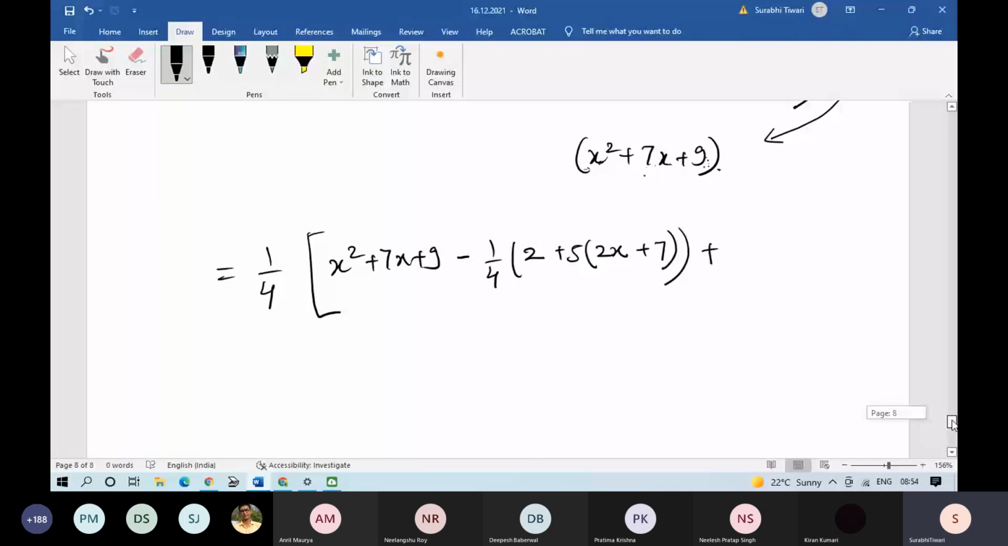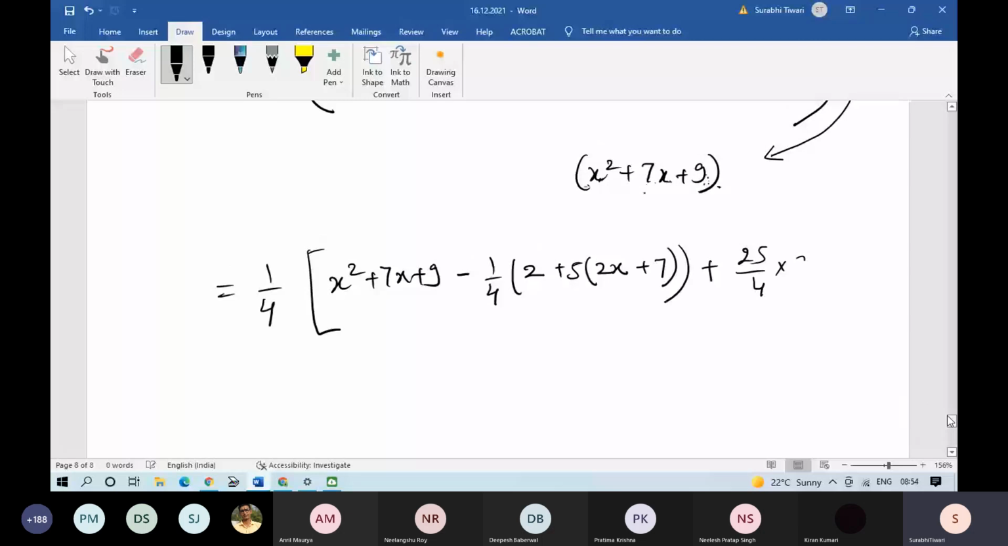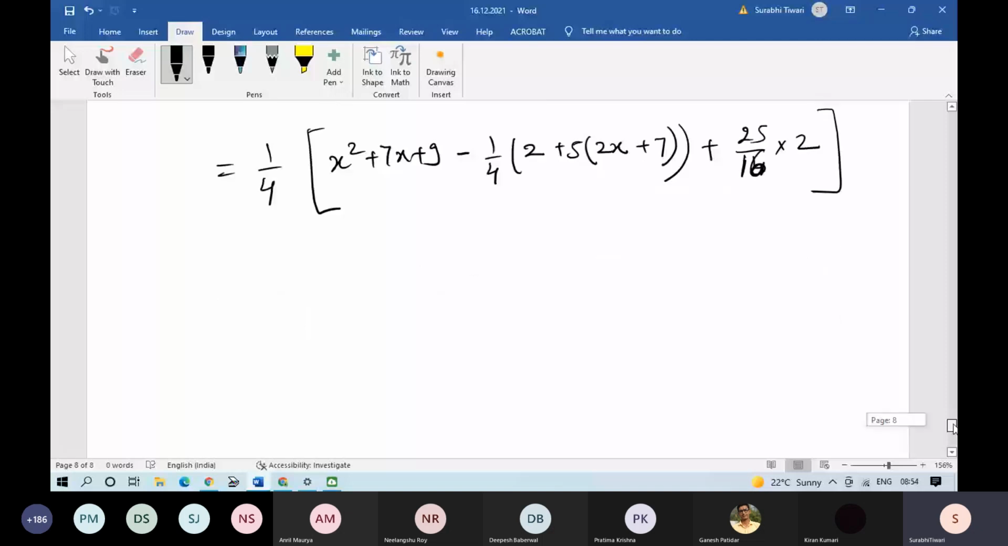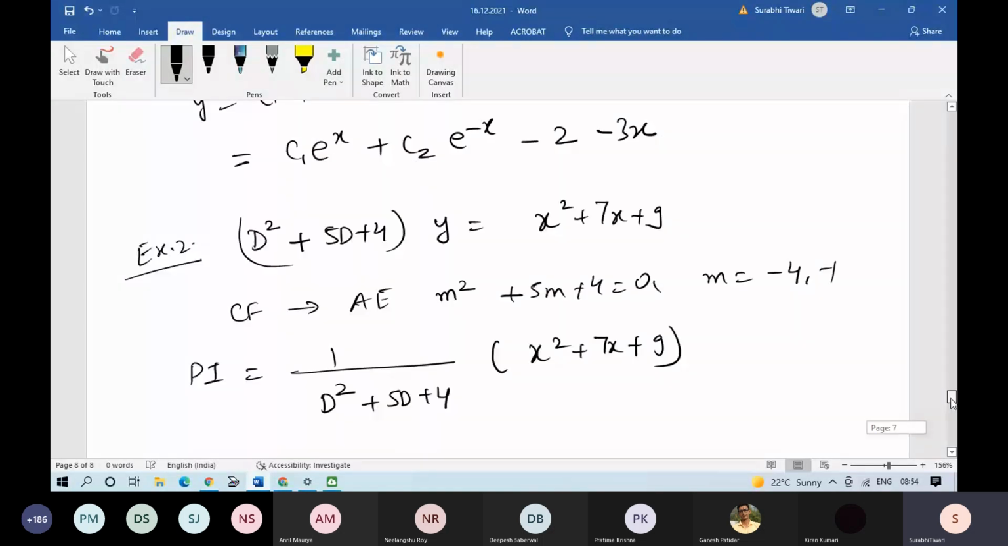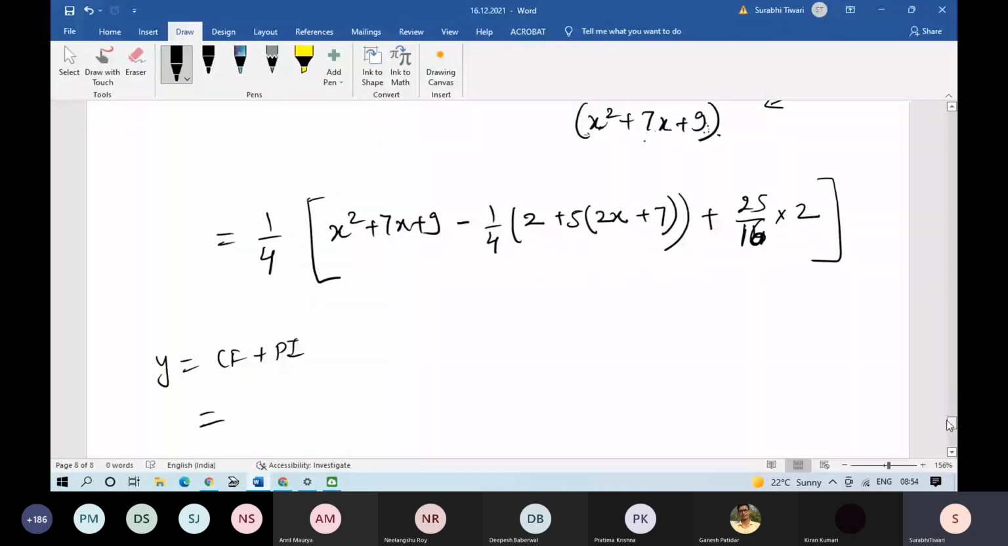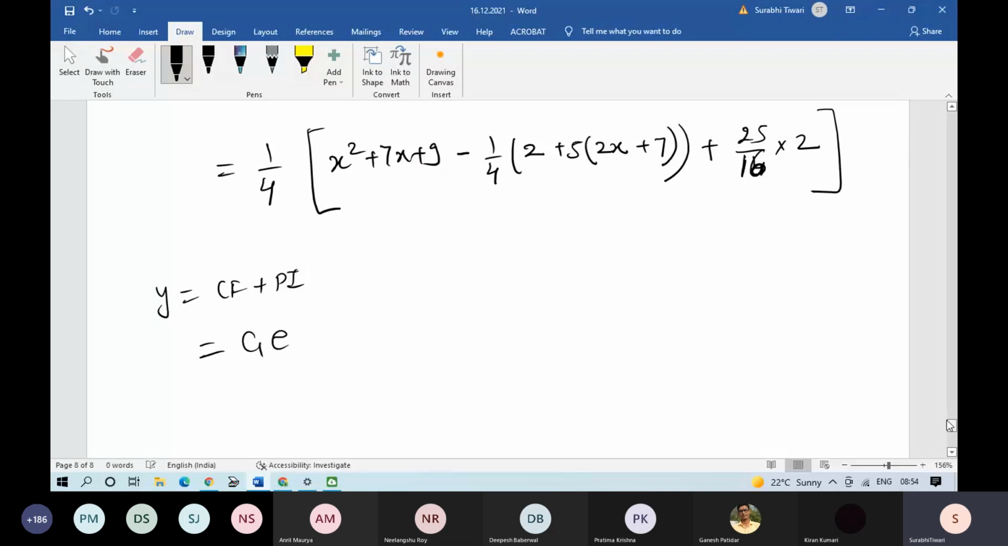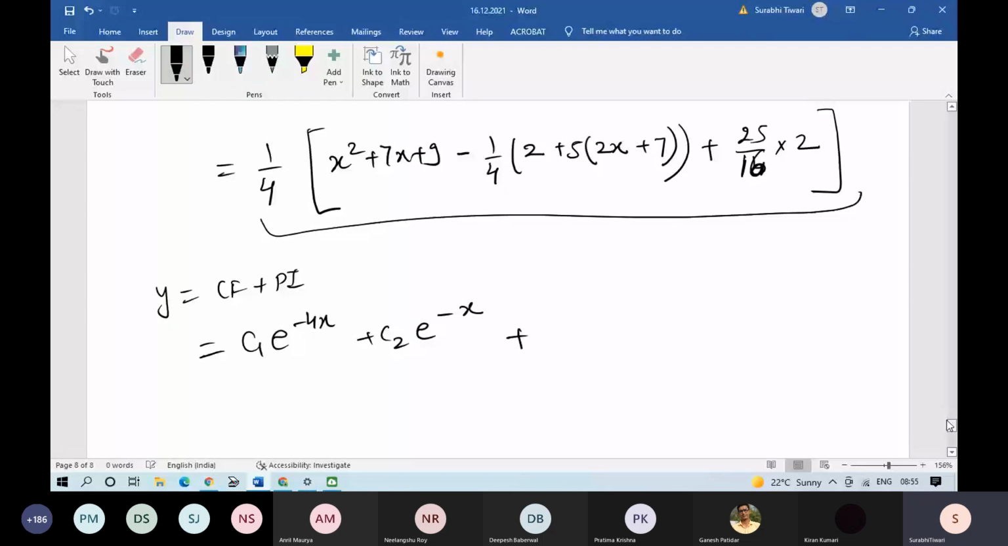ठीक, तो हमें बचा 25/(4²) × 2. ये बचा। तो 4² होगा ना? हाँ 4² है तो 16 हो गया। सो 25/16 × 2 इतना बचा, और बाकी आगे के जो टर्म्स हैं वो सब 0 हो जाएंगे। क्लियर? सो y इज कॉम्प्लीमेंट्री फंक्शन प्लस पर्टिकुलर इंटीग्रल। तो कॉम्प्लीमेंट्री फंक्शन तुम्हारा क्या निकला था, -4, -1। सो c1 e^(-4x) प्लस c2 e^(-x) प्लस, अब ये वाला सॉल्व कर लो, जो भी सॉल्व करके आए उसको यहाँ पे लिख लेना.